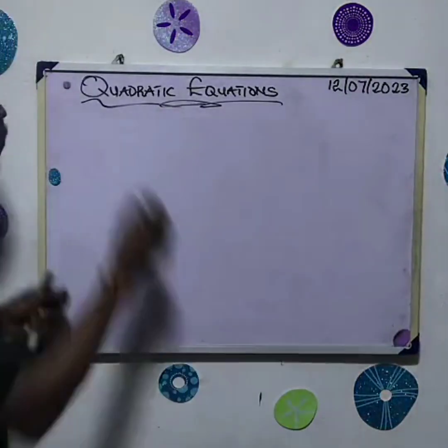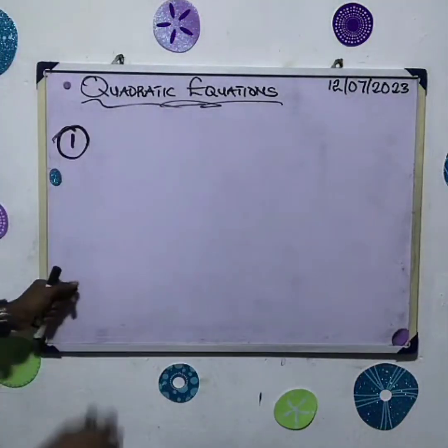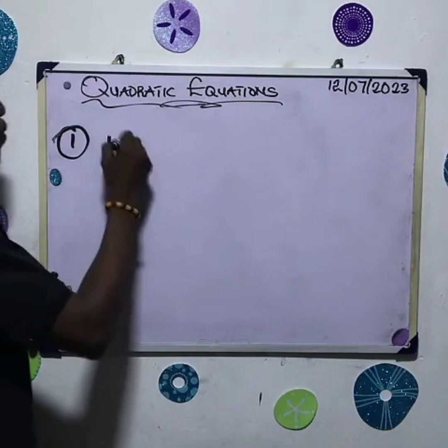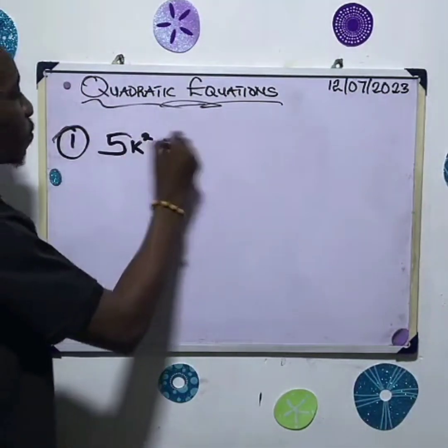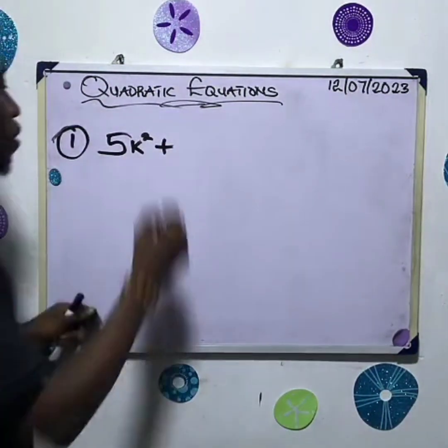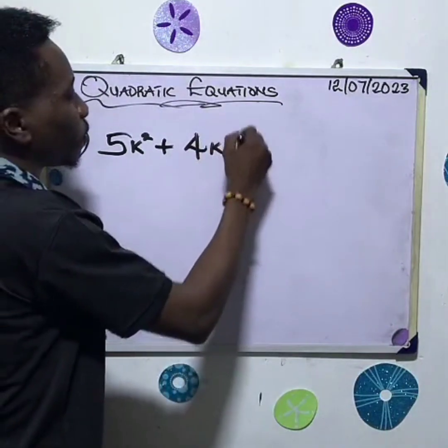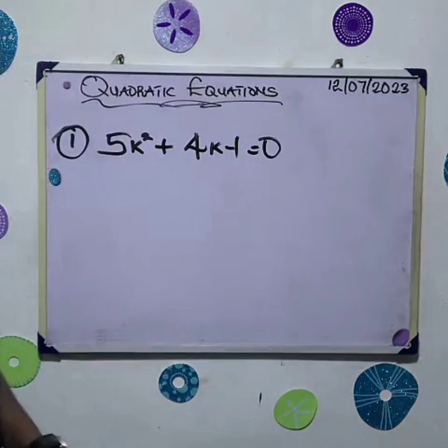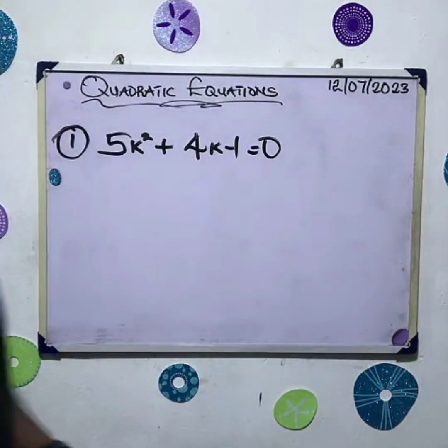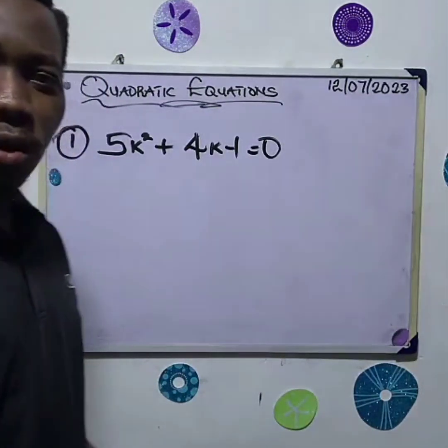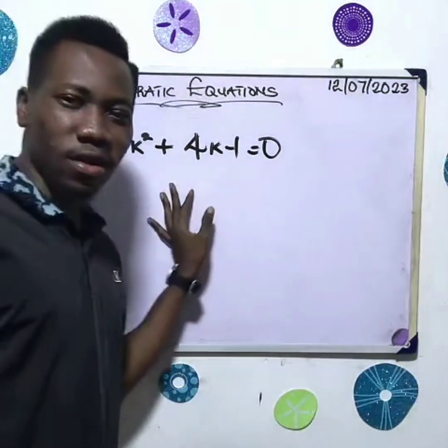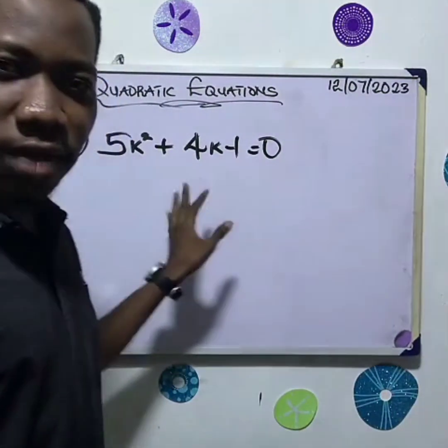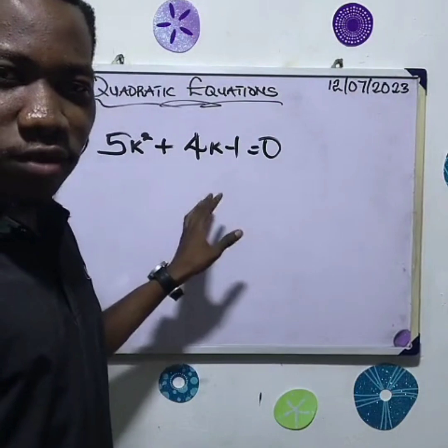The first question says 5k squared plus 4k minus 1 equals 0. So this was the first question: 5k squared plus 4k minus 1 equals 0. This is a quadratic equation, and we are asked to find the value of k, which is the root.